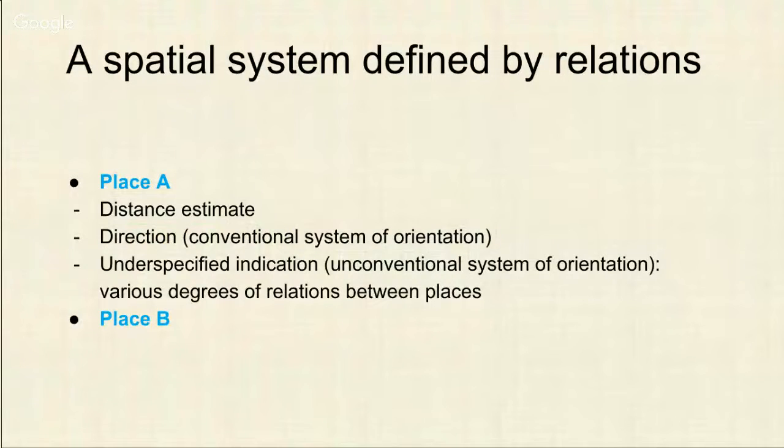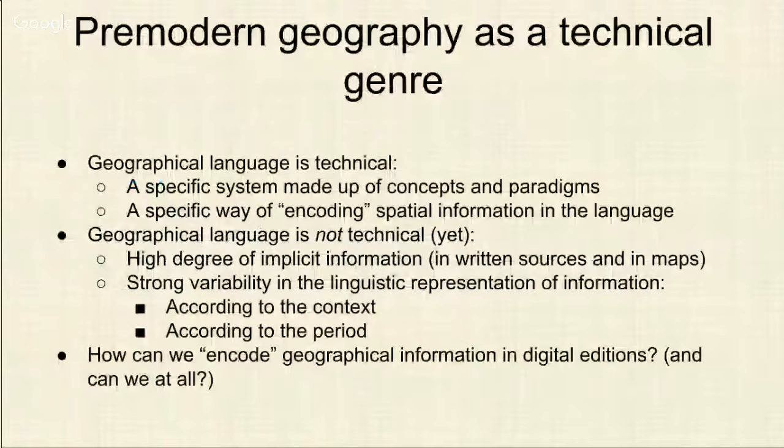I like to use this one because obviously it's not just about place names, but it's about places in the largest sense possible. You've got essentially two places, place A and place B, and you have various types of nodes that connect these places. It can have a distance estimate, you can have a direction, you can have some kind of underspecified indication, or you can have all three of them, two of them, or even none of them sometimes. So you have also some degrees of implicit relation.